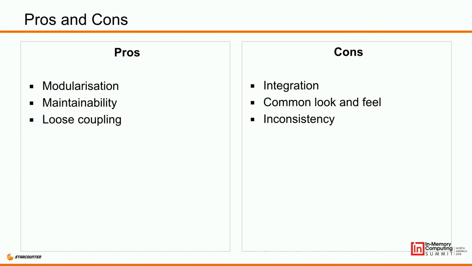Well, we have modularization, for sure. We have also maintainability, because we have separate systems that we can develop separately. We have quite loose coupling between these systems, because they are usually integrated over user interfaces. But the problem is that integration is sometimes not enough, because we would like to have some integration on the data level as well.